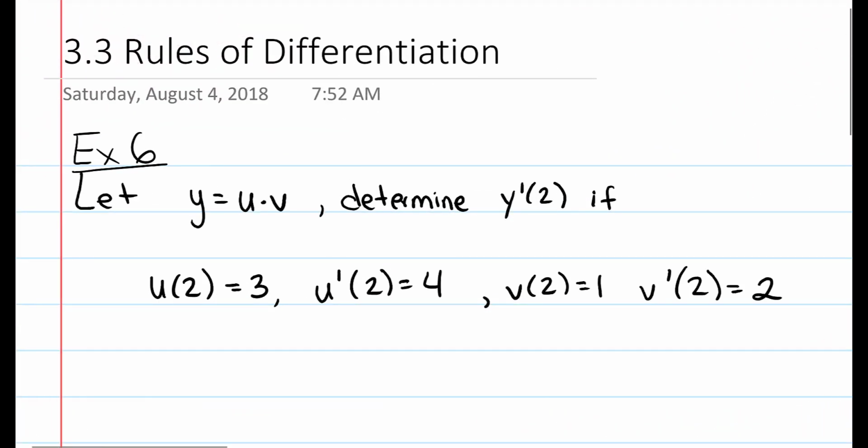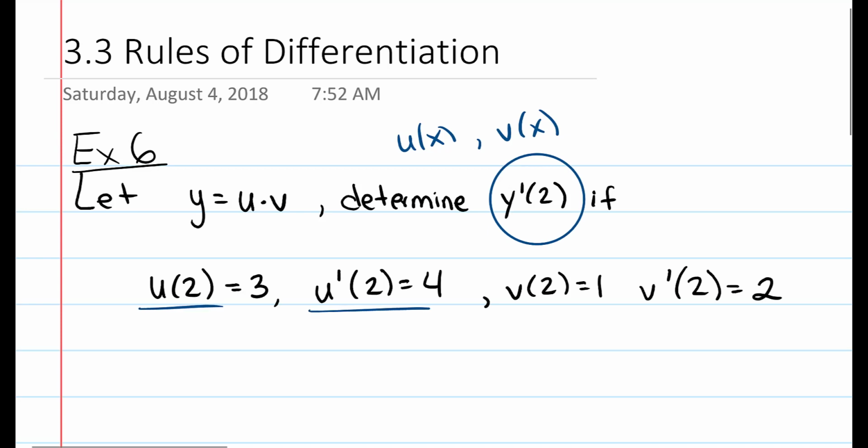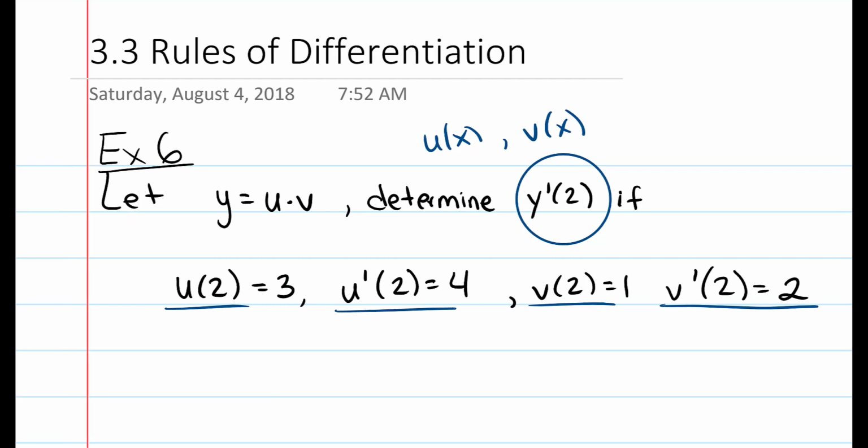Example 6. In example 6, we're going to let y equals u times v, where u and v just represent two functions in terms of x. So it's u of x and v of x. And these could be any functions, it doesn't really matter what they are. And in this problem, we're going to be asked to find y prime of 2 if we're given specific values of u and v and their derivatives.